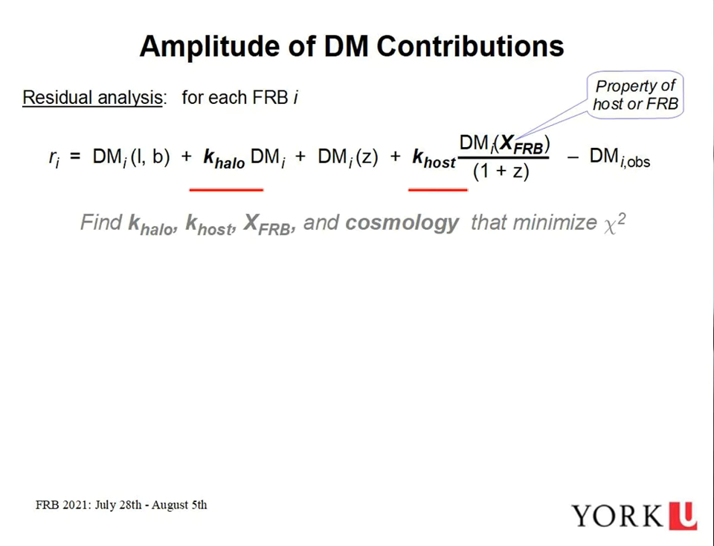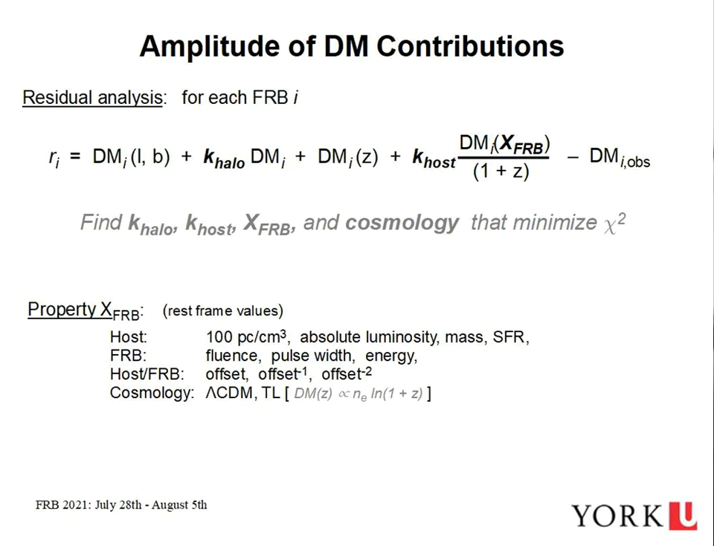Adjustable parameters are also added, one for the dispersion measure of the halo, one for the dispersion measure of the host, and a parameter which is based on one other property of the host or the FRB. The cosmology is adjusted in order to minimize chi-square.